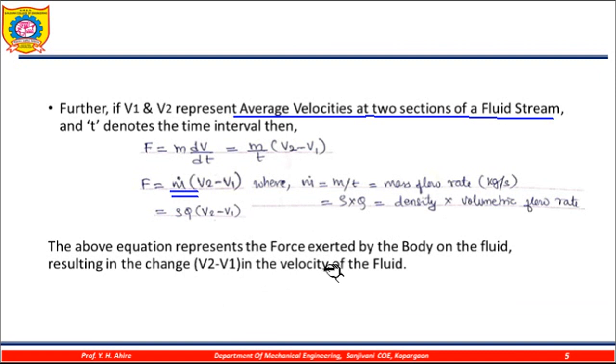The above equation represents the force exerted by the body on the fluid. It's very important. This equation gives you F equal to rho Q, or m dot, into (v2 minus v1). This is the equation that represents the force exerted by the body on the fluid, that results in changing the velocity of the fluid, or we can say the momentum of the fluid, by changing v2 minus v1 in the velocity of the fluid.